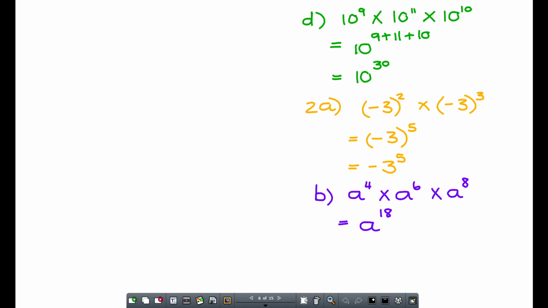Okay, then at B, a to the power of 4 times a to the power of 6 times a to the power of 8. Base is the same, and we're multiplying, so base will stay the same, a. I'm now going to add my exponents, and 4 plus 6 plus 8 will give me a to the power of 18. Okay, any questions?